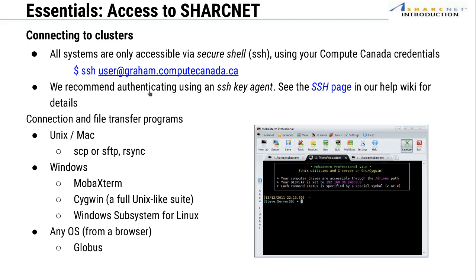Graham, Cedar, Beluga, these are immediately accessible to you once you get the account. There is also Niagara, managed by SHARCNET. For that you need a special extra request. You have to request access to Niagara. But the other clusters are immediately accessible to you, and this is their address, clustername.computecanada.ca. Once you execute this SSH command, it will ask you for your Compute Canada password, and once you type it in, you're connected to the cluster.